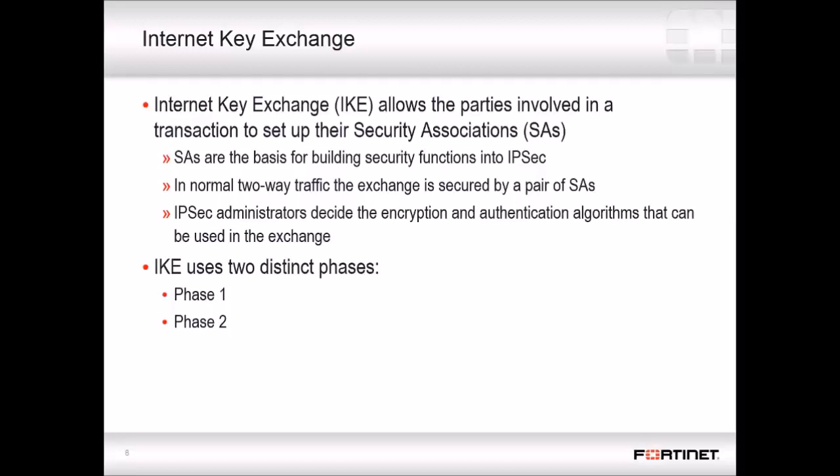If both sides cannot agree on the rules for sending data and verifying each other's identity, then the tunnel will not be established. IKE uses two distinct phases, Phase 1 and Phase 2. Phase 1 authenticates the parties involved and sets up a secure channel to enable the key exchange. Phase 2 negotiates the IPsec parameters to define the tunnel. In the next slide, the phases will be explained with a little more detail.